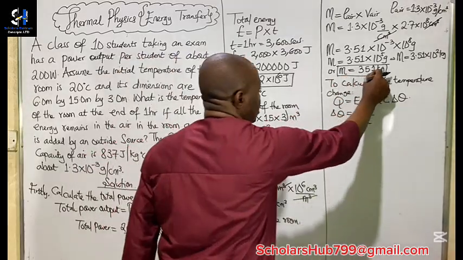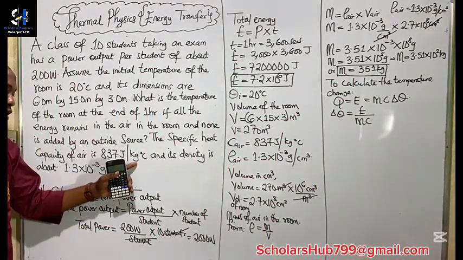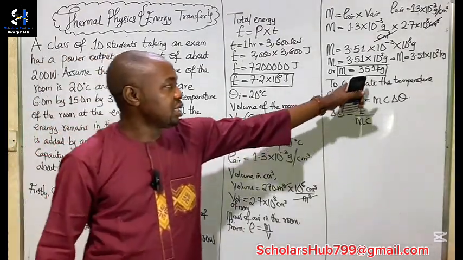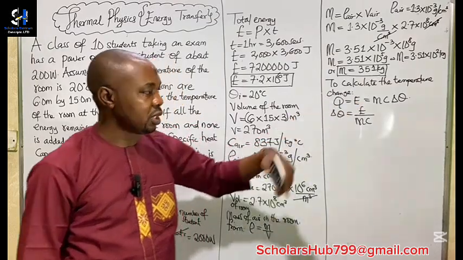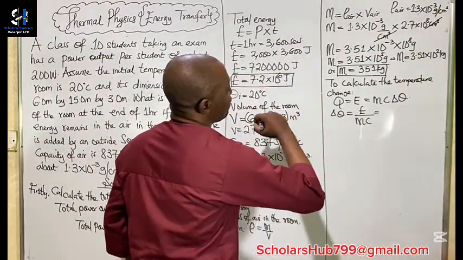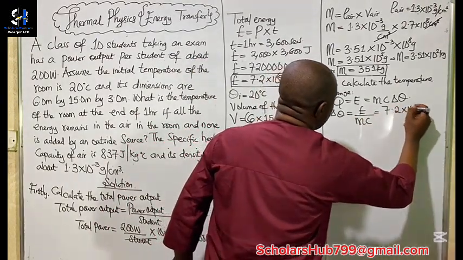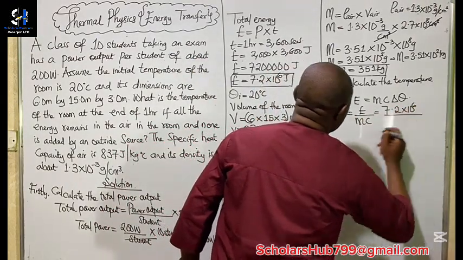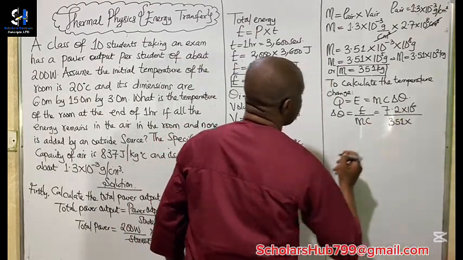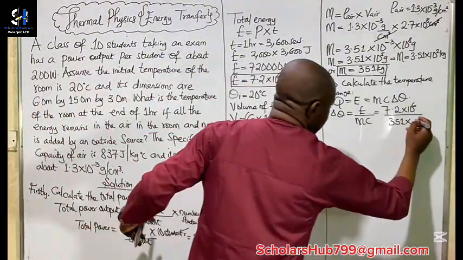Now, this is the mass, because the specific heat capacity is given in joules per kilogram per degree Celsius. So it is important to convert the mass from grams into kilograms. Now we are going to plug in the values. E is 7.2 multiplied by 10 raised to the power of 6. Then the mass, 351, multiplied by this value, 837.